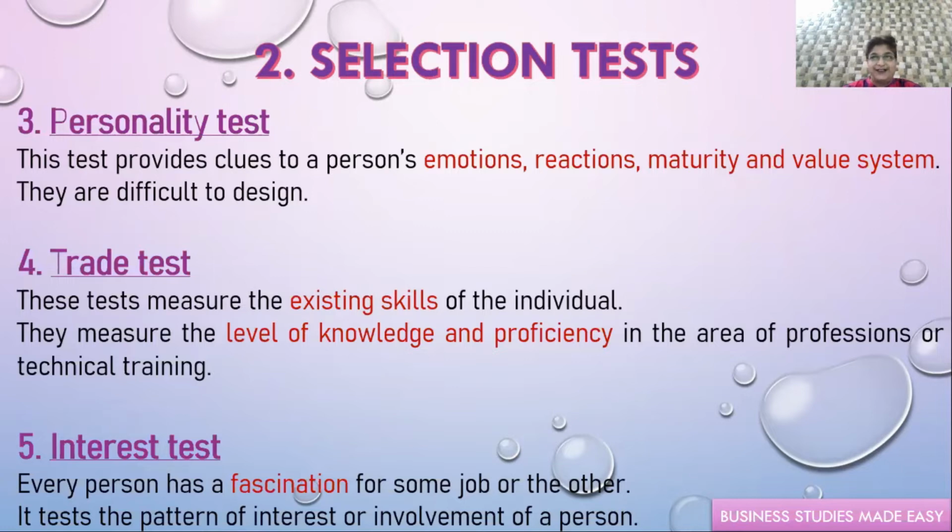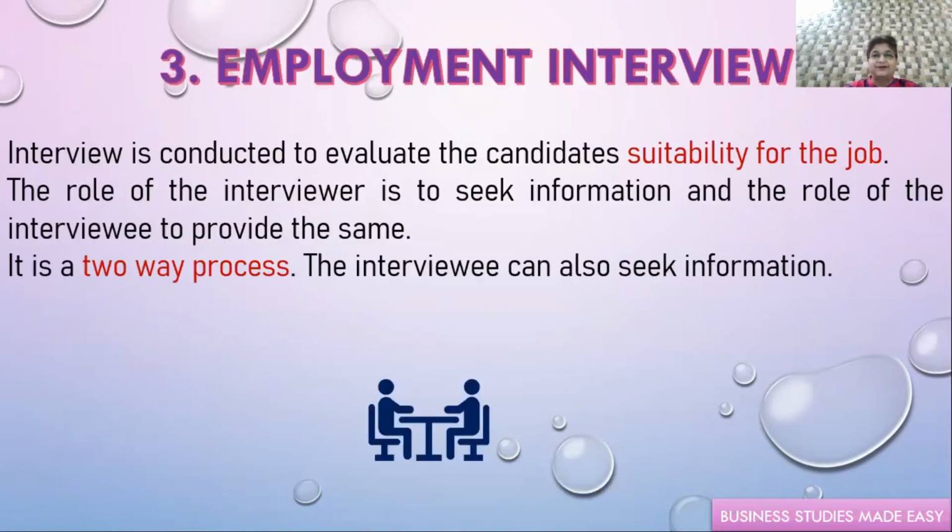So that's called a trade test. Now, trade test is to see the existing skill, and aptitude test is to see the new skills of a person. Then comes interest test. Now, you may take up a job just because you want a job and this job is coming your way, so you may take it up. But your heart may not be in it. So how fascinated are you by that particular job? That can be known through the interest test.